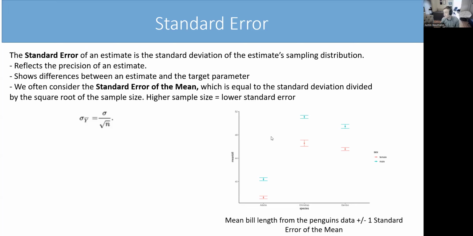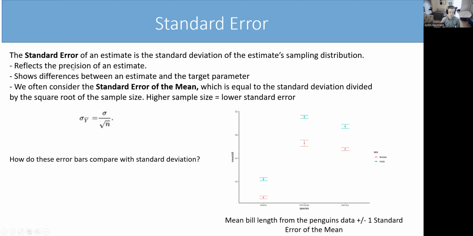Generally speaking, males of all three species look like they have bigger bills than the females of those species. And generally speaking, the Adelie penguins look like they have the smallest bills relative to the chin straps and the gentoos. Now, is there a difference between chin strap and gentoo? I probably need my stats to tell me that. But if the error bars don't overlap, I might be able to say that, yes, there is in fact a difference. It's not 100% sure that that's going to work out, but that's how I would interpret this. So it's really, really useful to be able to build a graph that contains the standard error and the mean. Confidence intervals even better, which is what we're going to talk about shortly.